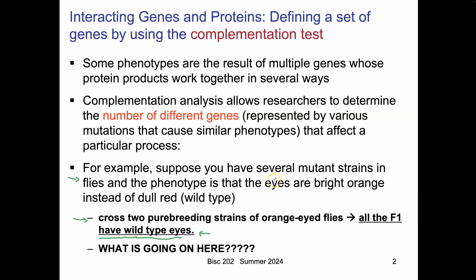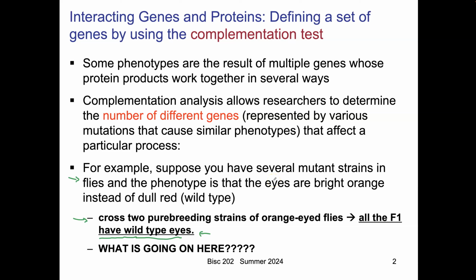Suppose we have a bunch of mutant strains. There are 3 different ones in flies, and they all have the exact same phenotype: the eyes are not the normal dull red, but a bright, intense orange, almost as bright as that orange flagging tape you sometimes see. They're very beautiful. Suppose you're studying these and you've collected the 3 strains from the 3 different labs where they were isolated, and you cross 2 of these strains to each other, and you look at the F1 and see all eyes that are wild type. You might want to stop at this point and ask yourself why that would be. But we're going to, of course, look at it.